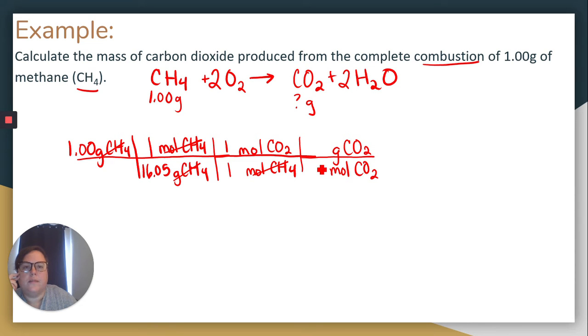So from moles we can go to grams, and then we have 1 mole, and then the molar mass is 44.01. The moles of CO2 cancel and we're left with grams. So then we just have to type it in. So 1 times 1 divided by 16.05 times 1 divided by 1 times 44.01 divided by 1. And the sig figs for our answer is based on the given substance, which is the 1.00. Those zeros count because they're after the 1 and there's a decimal. So our answer is going to be 2.74 grams CO2.